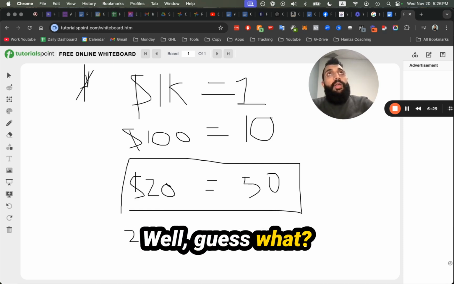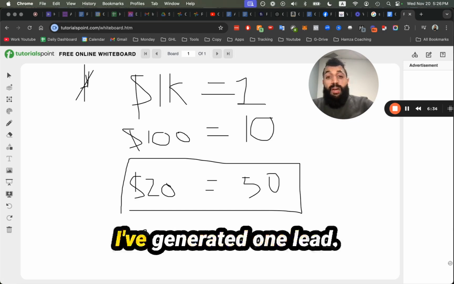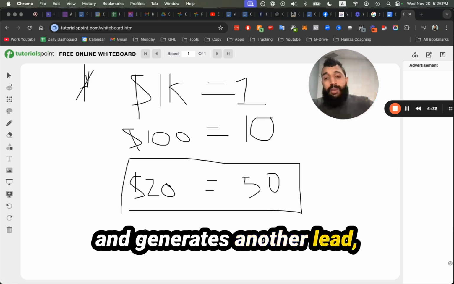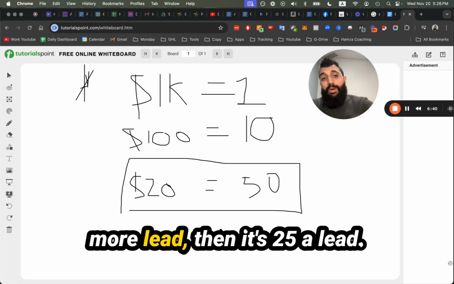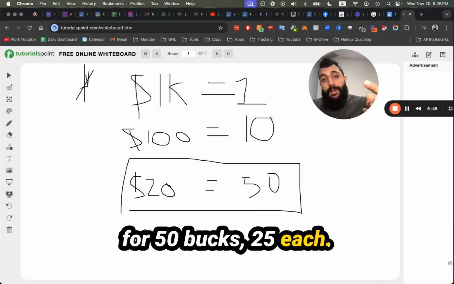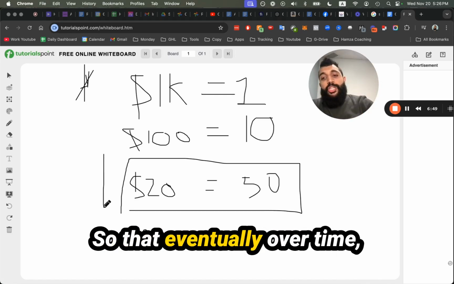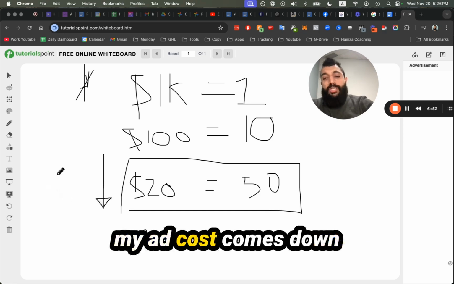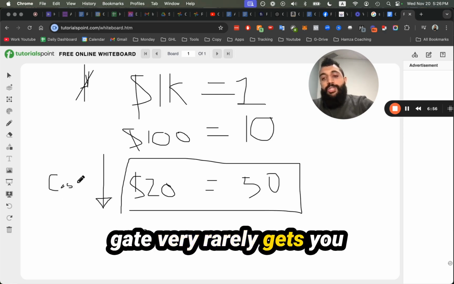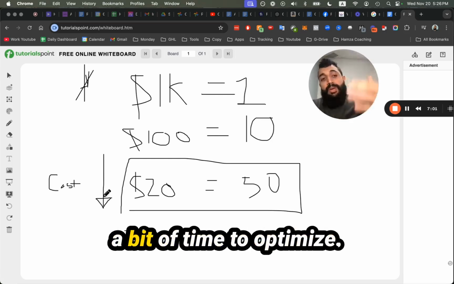Let's say I've generated 1 lead and that lead was generated at $40. Well, guess what? I'm at 2x our KPI, but I've generated 1 lead. If it spends a few more dollars and generates another lead, like let's say it spends $50 and generates 1 more lead, then it's $25 a lead. I've gotten 2 leads for $50, $25 each. I should be willing to spend a little bit more in the beginning so that eventually over time, my ad cost comes down, because Facebook out the gate very rarely gets you the leads that you want at the cost you want them. Facebook oftentimes takes a bit of time to optimize.